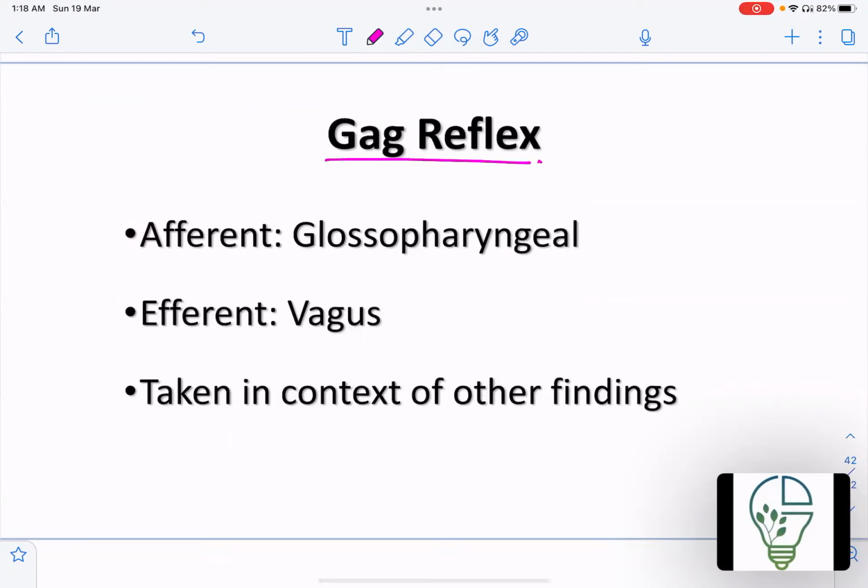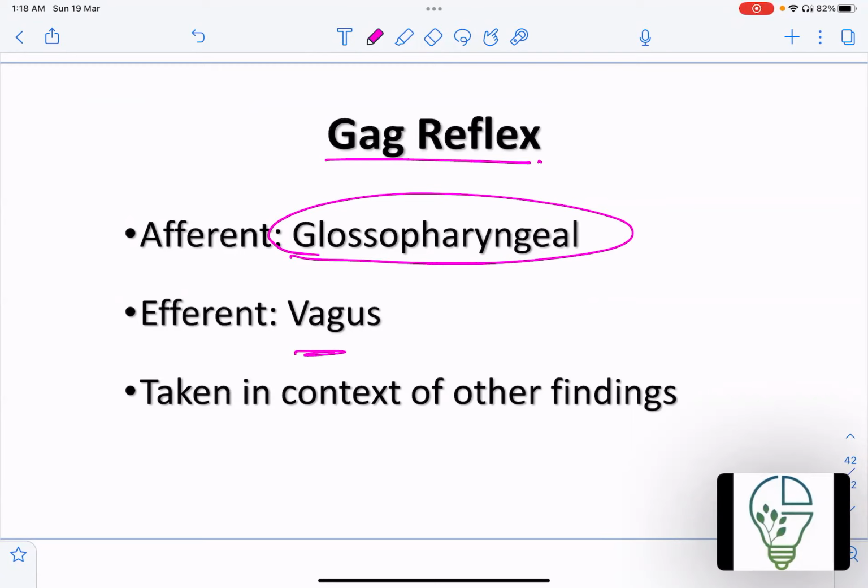Then we have the gag reflex. The afferent is glossopharyngeal, and the efferent that sends back is the vagus. And the gag reflex, all you do is you open the patient's mouth and you try to stimulate it in the uvular region. That's it.